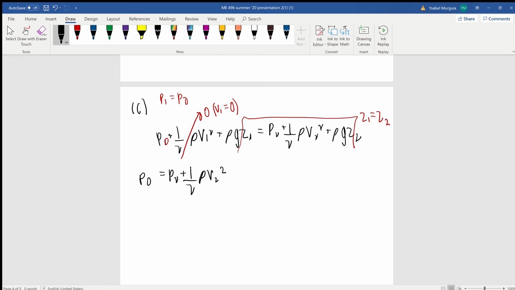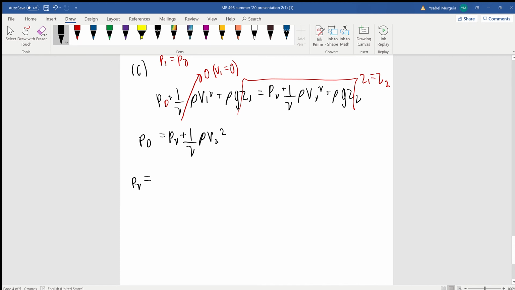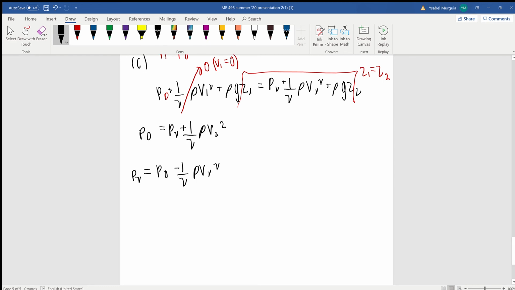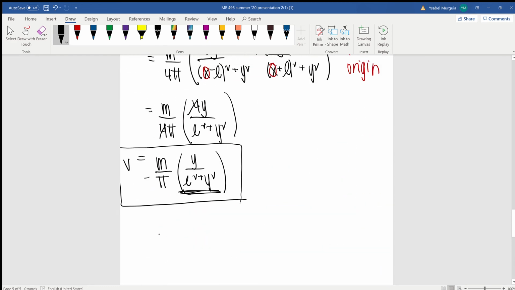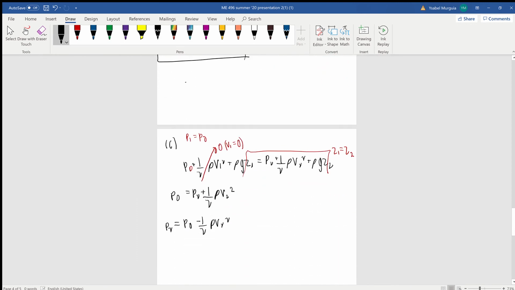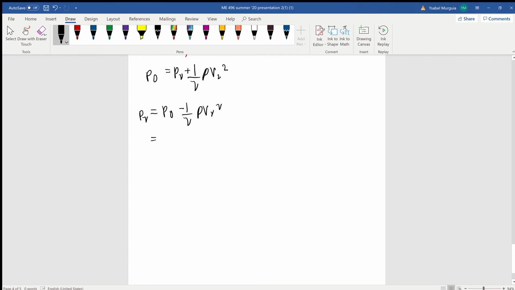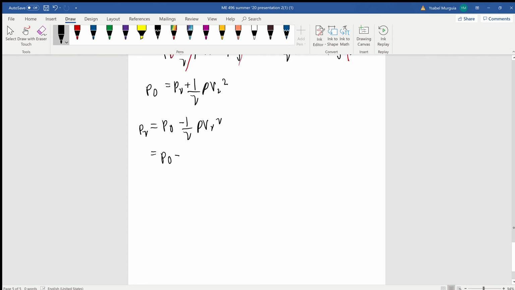And we are solving for P2 because this is the point at the wall. So P2 is going to be equal to P naught minus 1/2 rho V2 squared. And then in part B we found V2. Well, we solved for V, but this is actually V2 because it is at the wall. So P naught minus 1/2 rho times m over pi times y over L squared plus y squared, and that quantity is squared.